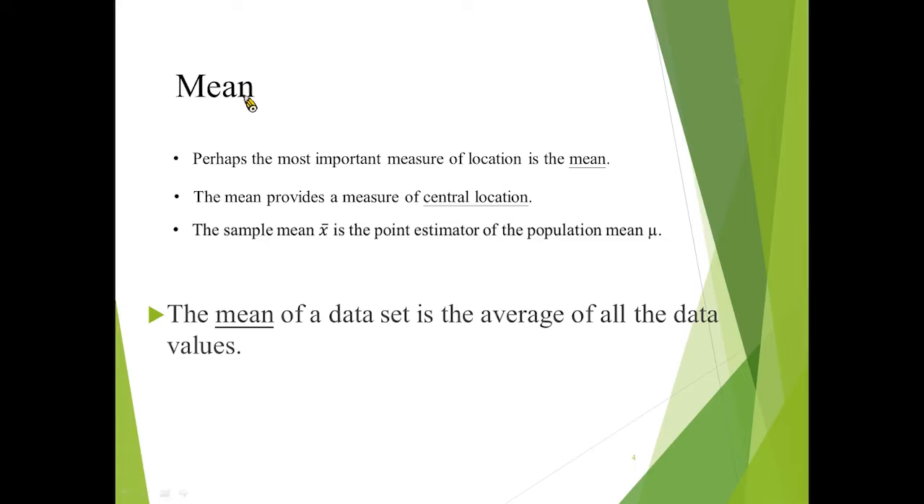What's the mean? The mean is simply what we call the average. Perhaps the most important measure of location is the mean. The mean provides a measure of central location. The sample mean is the point estimate of the population mean mu. The mean of a data set is the average of all the data values.